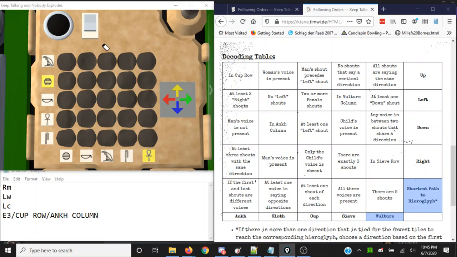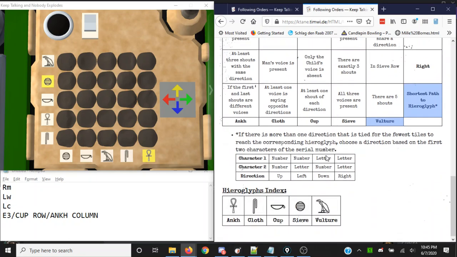If there was a tie for that, then you would actually use this table down here to determine which direction to use. That's only in this shortest path to hieroglyph case, with this asterisk, with the matching asterisk. That's the only time you use this table.